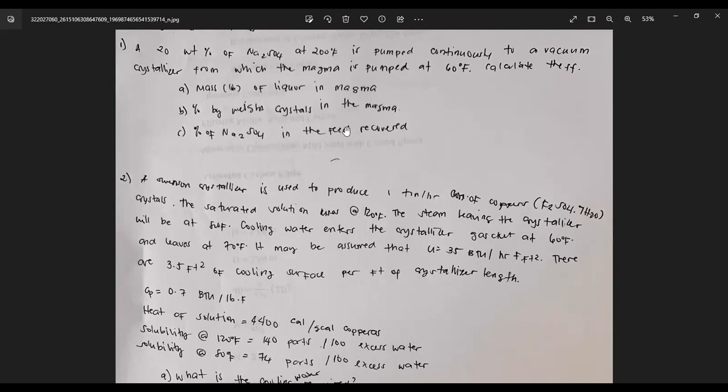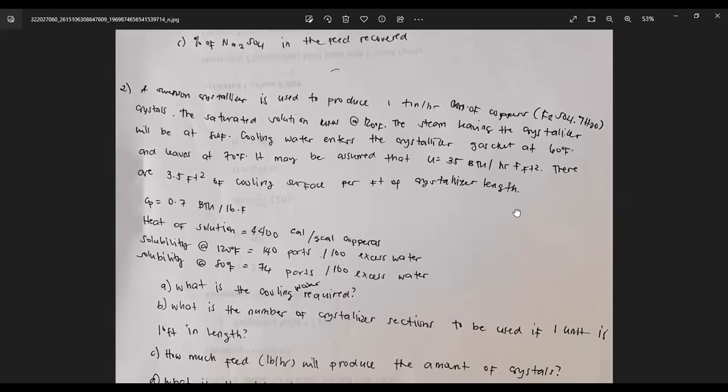So this is the handwriting of your classmate. Percentage by weight crystals in the magma. And C, percentage of sodium sulfate in the feed recovered. So how much of the sodium sulfate originally present in the feed was recovered. Okay, that's for number 1. So you may take a screenshot of this. Then I will read as well number 2 so I can cover the solutions after this.